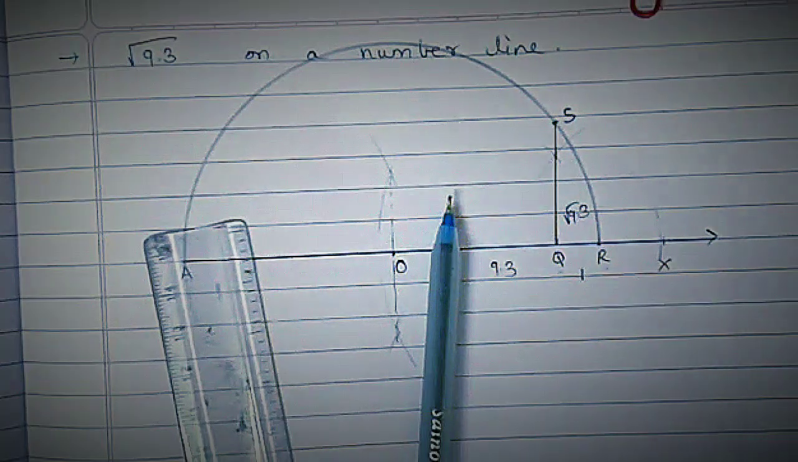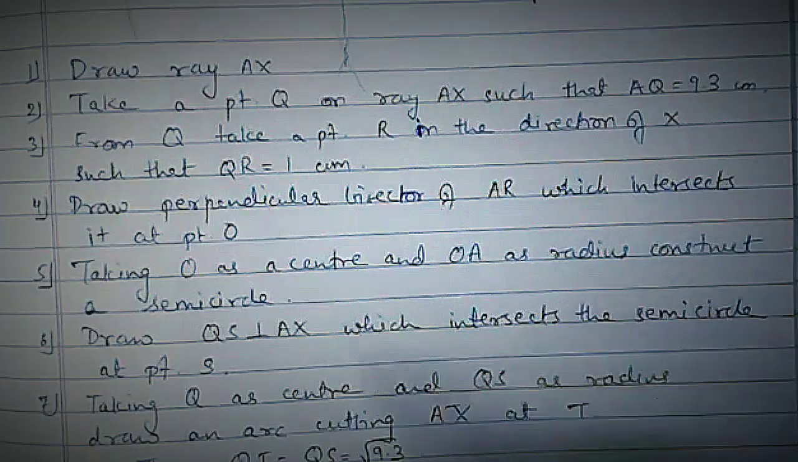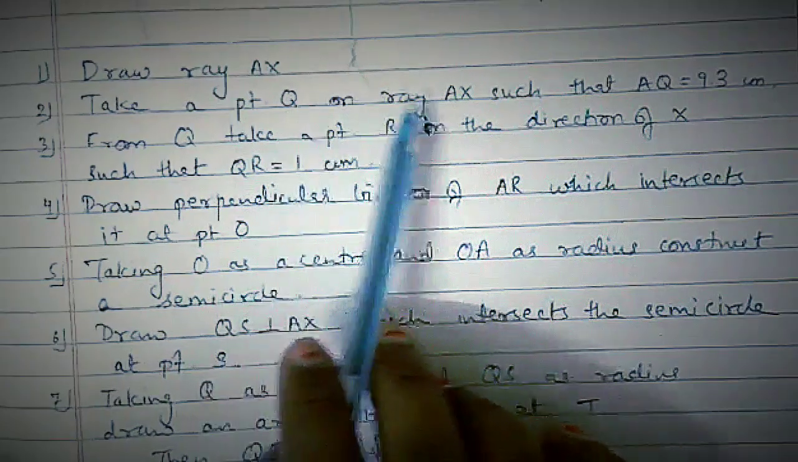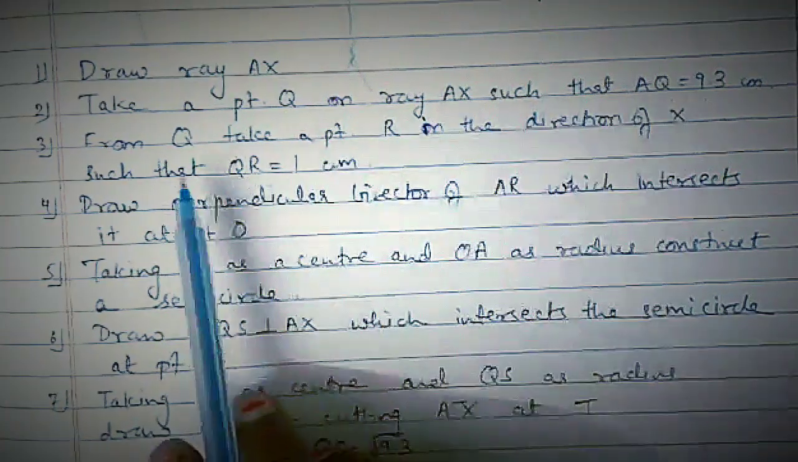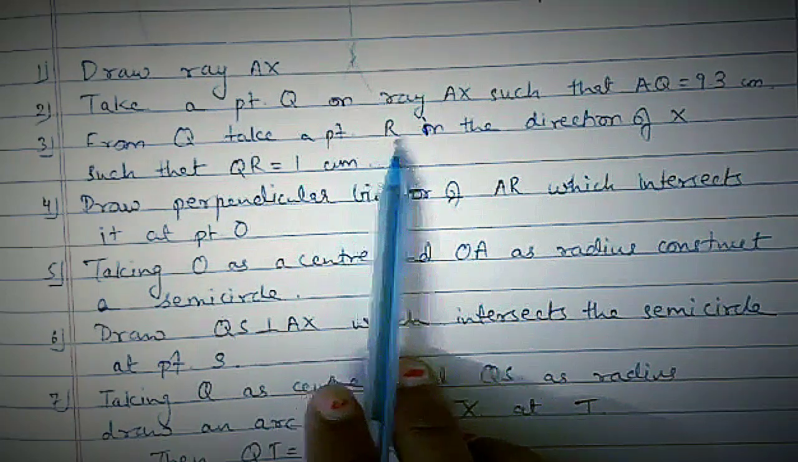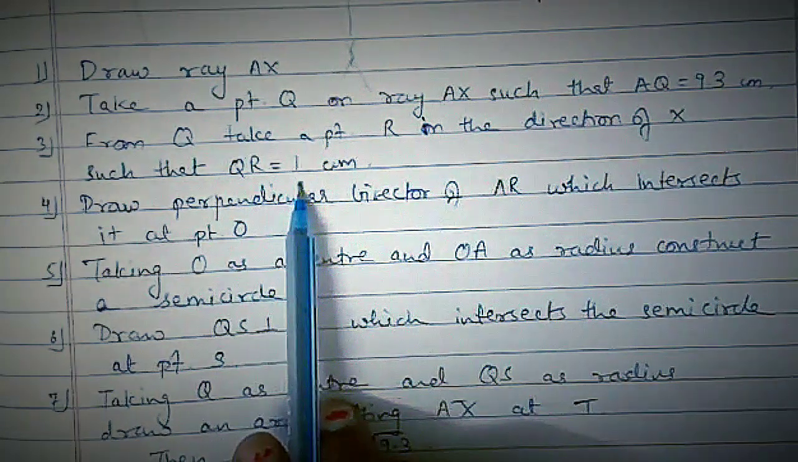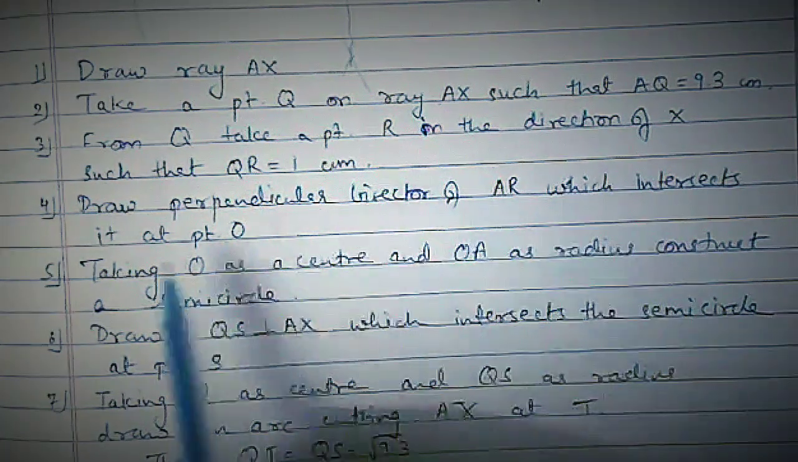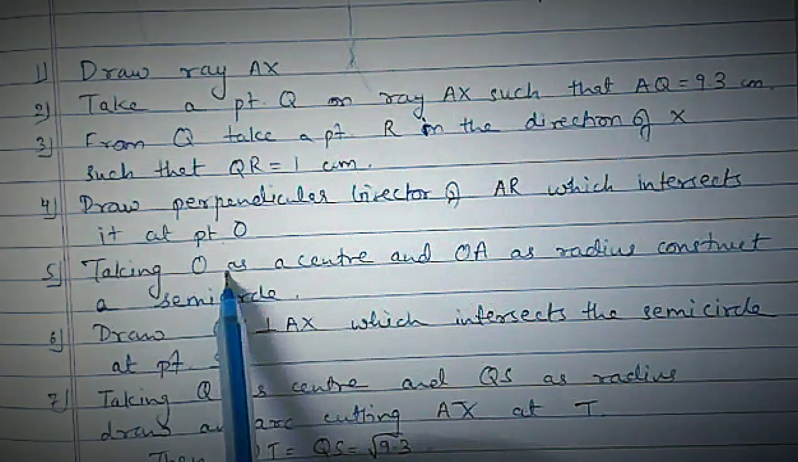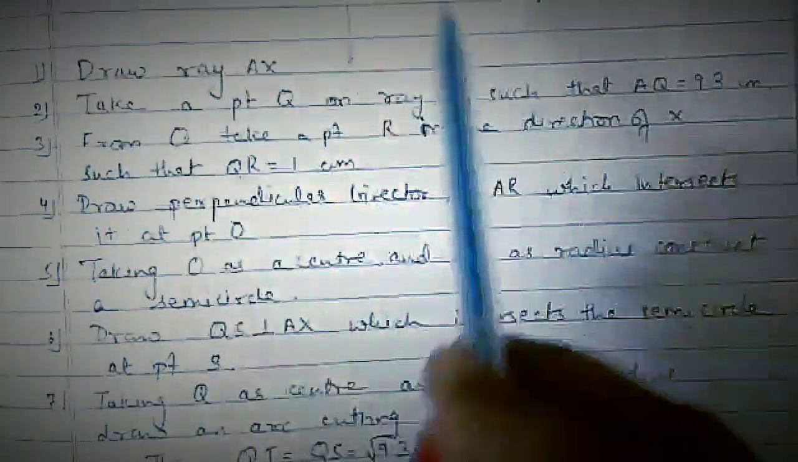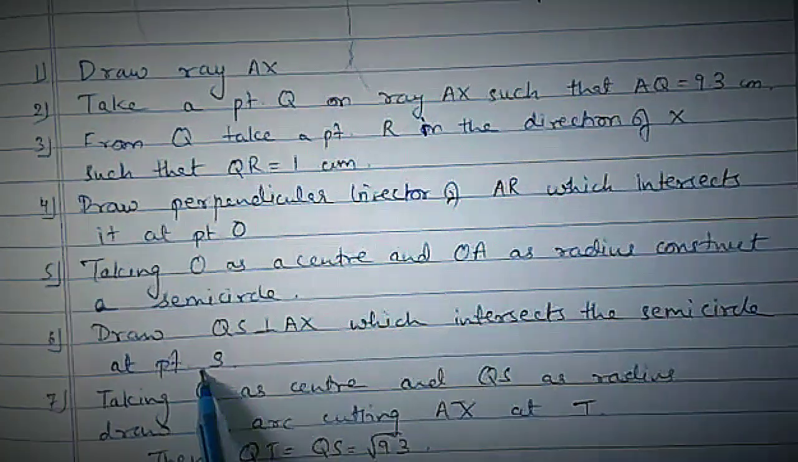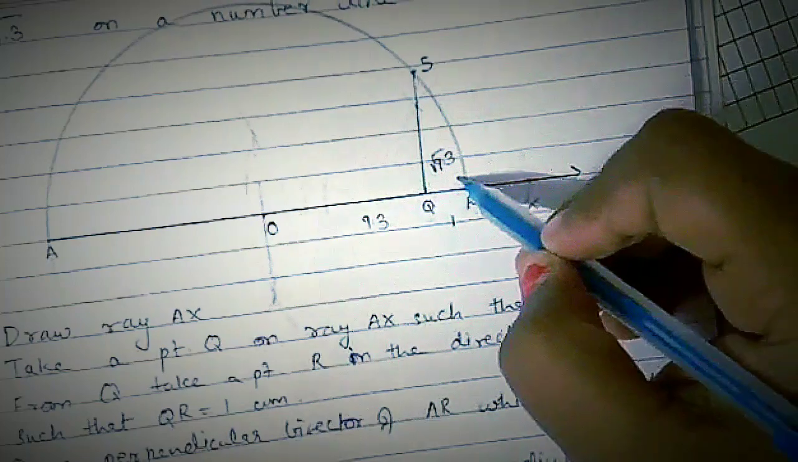Okay, so we will write the steps now. So this is what we have done. First, draw ray AX. Take a point Q on ray AX such that AQ is 9.3. From Q, we are taking a point R in the direction of X such that QR is 1 centimeter. Then we have drawn a perpendicular bisector of AR, which is intersecting it at point O. Taking O as a center, OA as a radius, we have constructed a semicircle. Then draw QS perpendicular to AX, which intersects the semicircle at point S. Now lastly, this is line segment QS of length root 9.3.